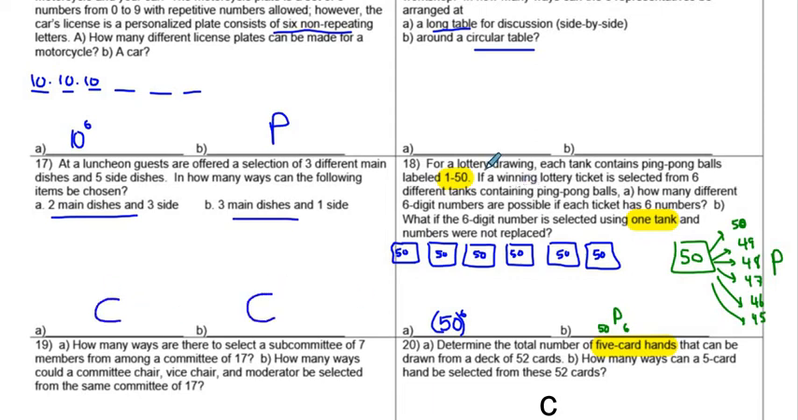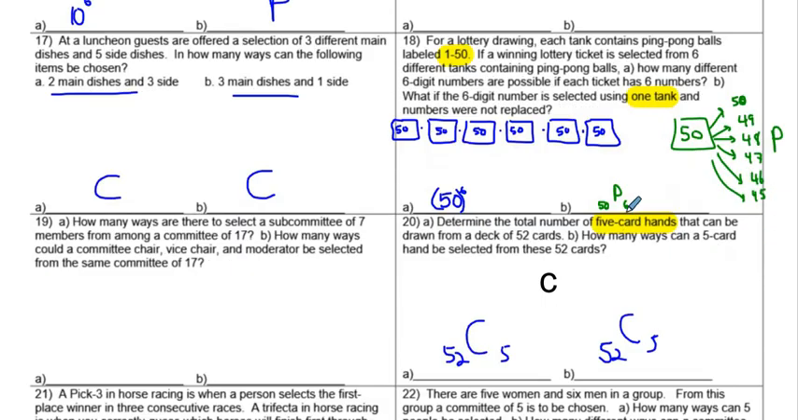This one really gets people. For some reason, the repeated events are what cause people the most trouble. So how many different 6-digit numbers are possible if you have a tank of 50 different numbers that they select for the lottery? Well, every time I go to these tanks, you have 50 choices. So 50 times 50 times 50 times 50 times 50 times 50. Then over here, if I take it out of one tank, well, if I select a number, it's going to reduce: 50, 49, 48, 47, 46, 45, which would be 50P6. When I deal cards, that's C.